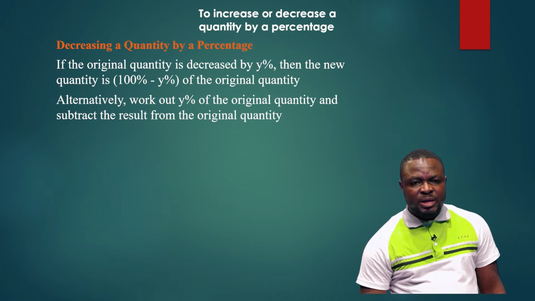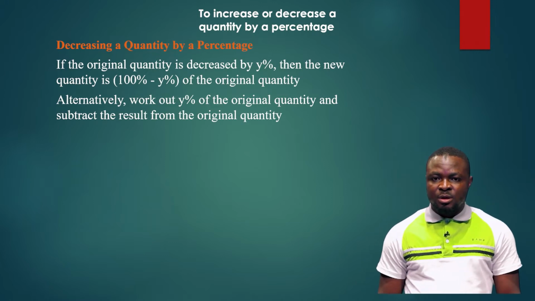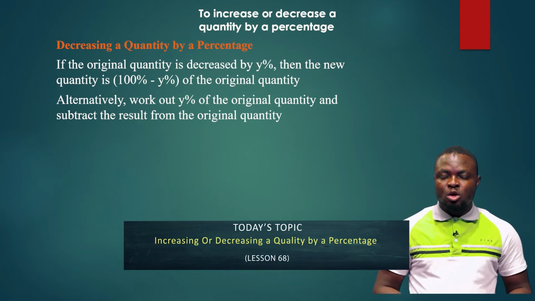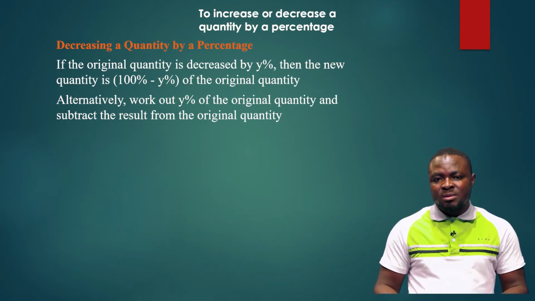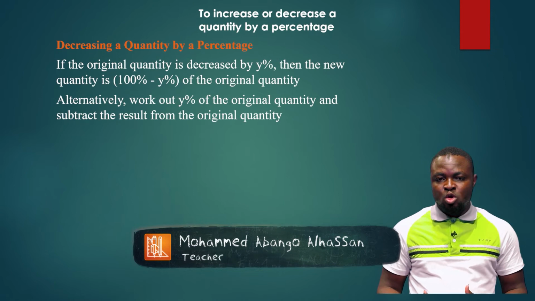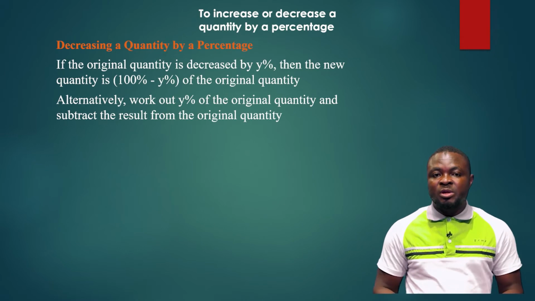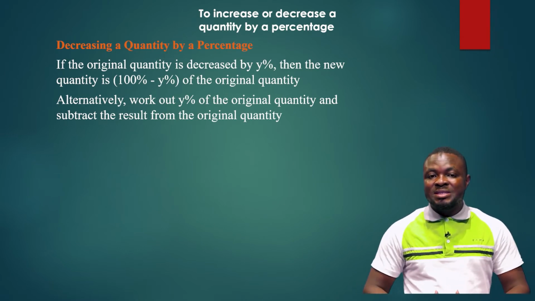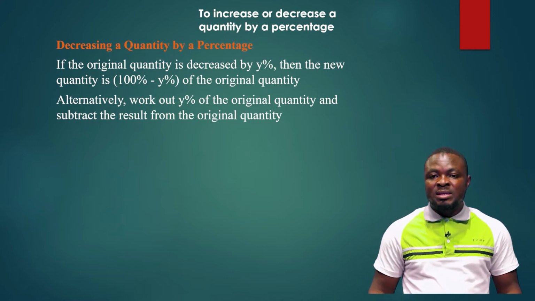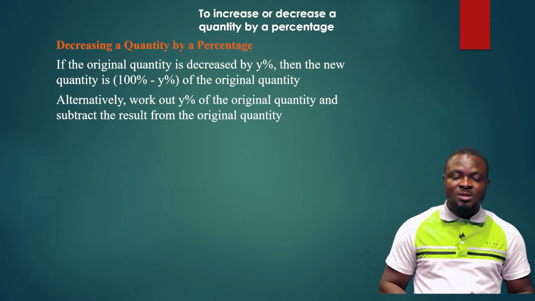Now, in decreasing a quantity by a given percentage, you follow the same approach. So let's say you have an original quantity that decreases by Y%. So it shows a reduction. Y% is taken away from 100%. That is what it means. So the new quantity will be 100% minus Y% of the original quantity. So suppose the original quantity decreases by 20%. Then it becomes 100% minus 20% of the original quantity. Whatever result you get, that gives the answer.